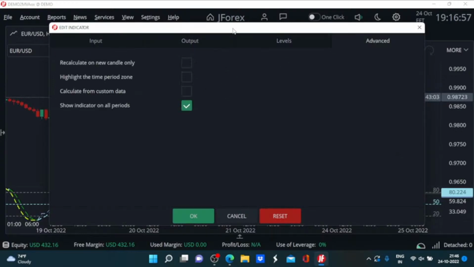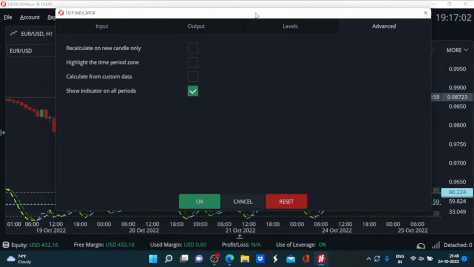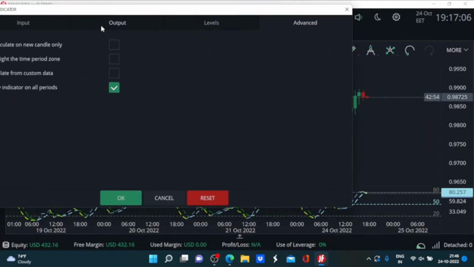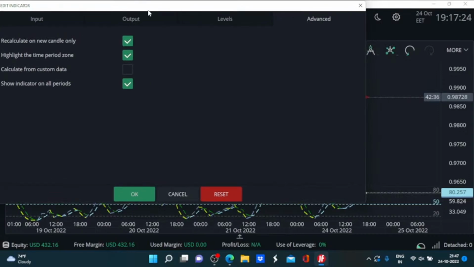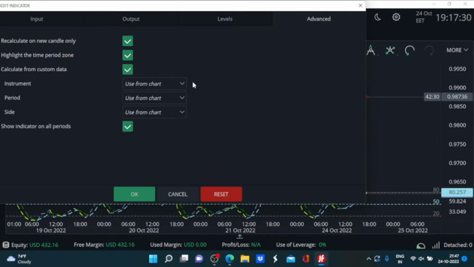Now coming to the advanced editing options, recalculate on new candle only. If you want the output of the indicator to remain constant throughout the current calculation period, then you have to opt in for this. So this output will remain constant even though there is going to be continuous change in the closing price of the current candle. The calculation period can also be highlighted, so that makes it easier for you to remember what the calculation period is.